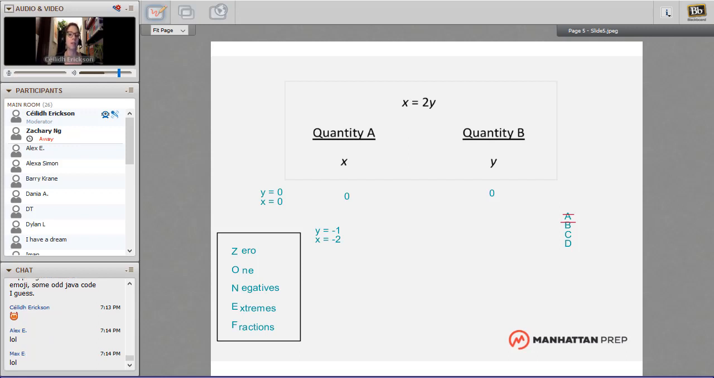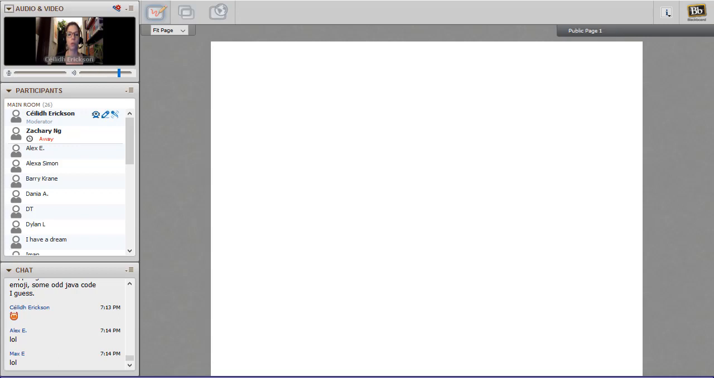But I like starting with 0. I like starting with 1 because those are often pivot points. So let me give you another example. What would you do with, I'll give you one that doesn't have any upfront information. It's just quantity A, quantity B, and in quantity A we have, let's just keep it simple, y versus y cubed. Pull in your answers for that one.